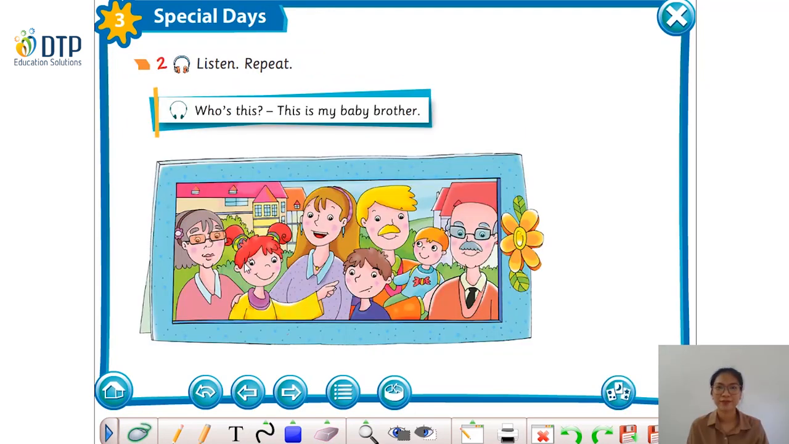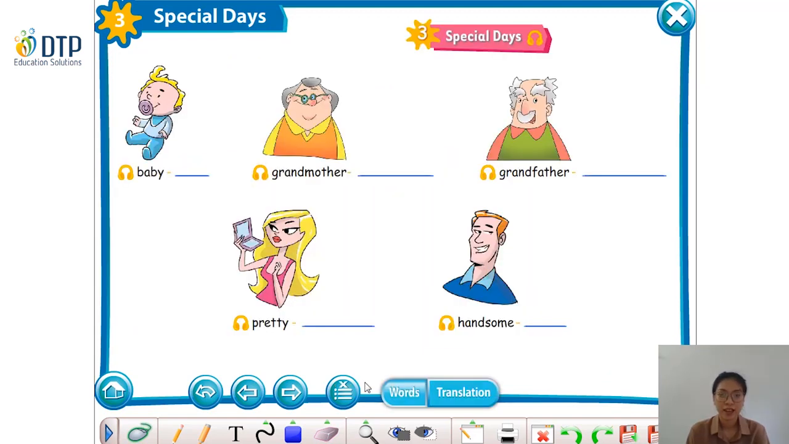Good job. The next structure, cấu trúc tiếp theo mình ôn là Who's this? This is my baby brother. Ai vậy? Đây là em trai của tôi. Now, let's review some vocabularies in this unit. Cùng cô ôn lại một số từ vựng cho mẫu cấu trúc này nhé con.